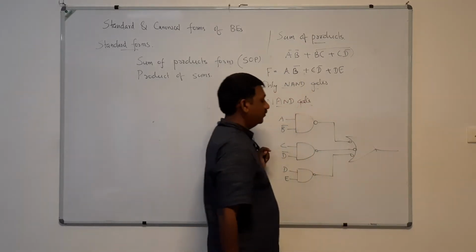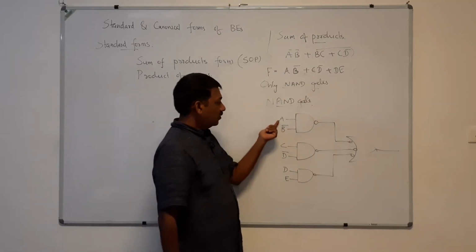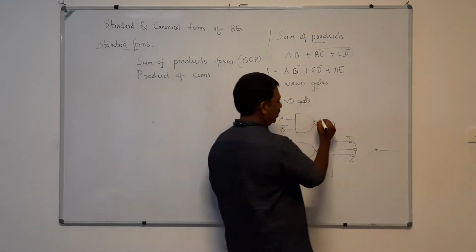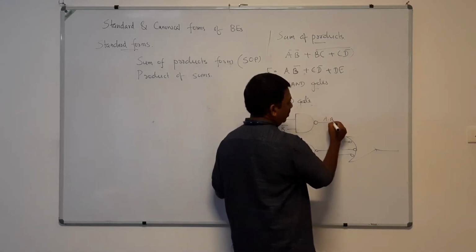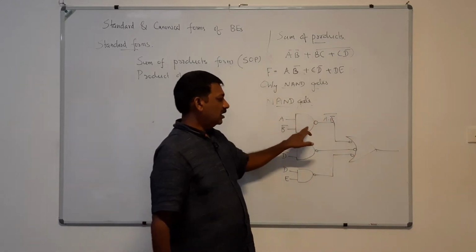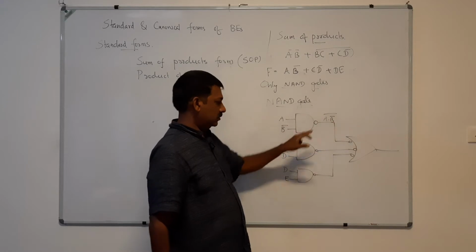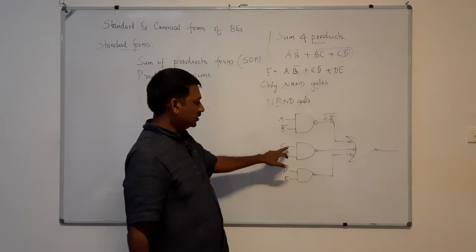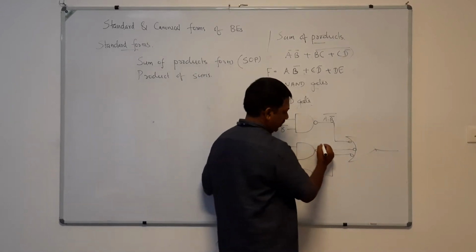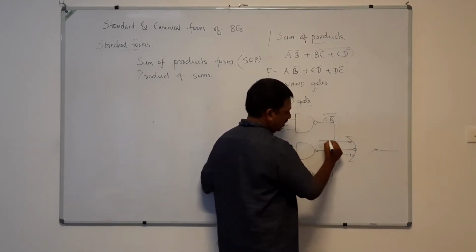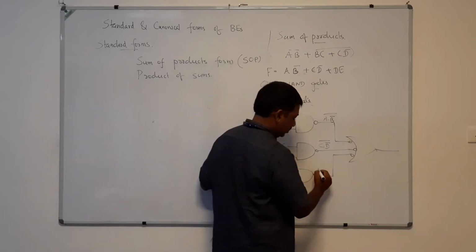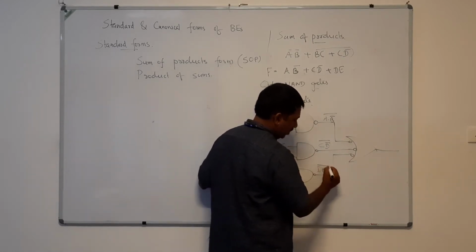This is a NAND gate. See, what is the output of this? A dot B bar the whole bar. Here also, A dot B bar the whole bar. The output of this NAND gate will be A dot B bar the whole bar. And what is the output of this? C dot D bar the whole bar. And here what is the output? D E the whole bar.